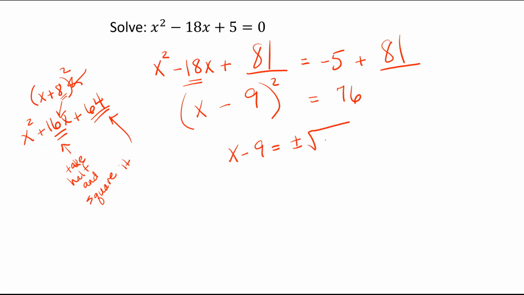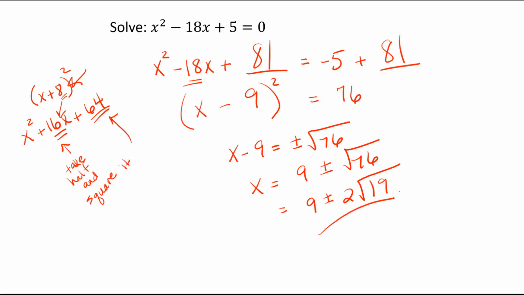So x is equal to 9 plus or minus the square root of 76. And I believe 4 goes into 76, so we need to simplify that. So 9 plus or minus 2 times the square root of 19. 4 times 19 is 76, that's right. So this would be our solution. There are two solutions, 9 plus 2 square root of 19 and 9 minus 2 square root of 19. There are two solutions for every quadratic equation. So that is how you complete the square.